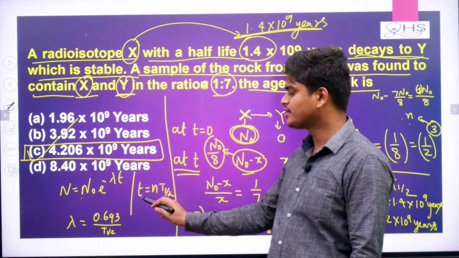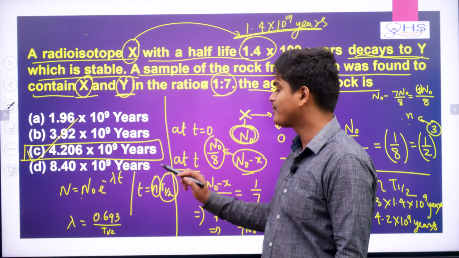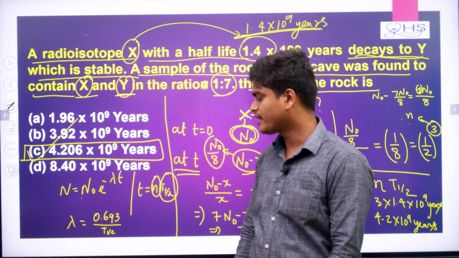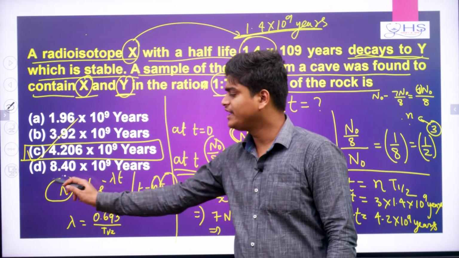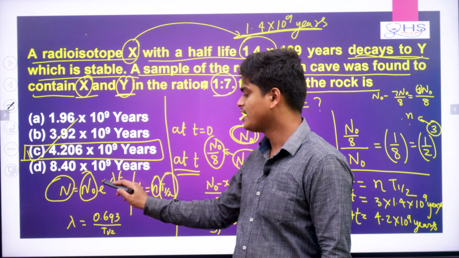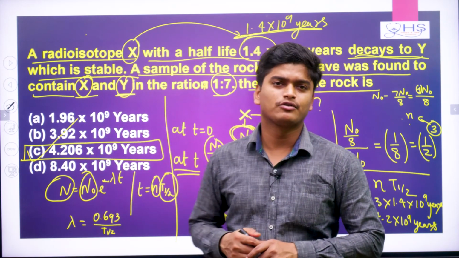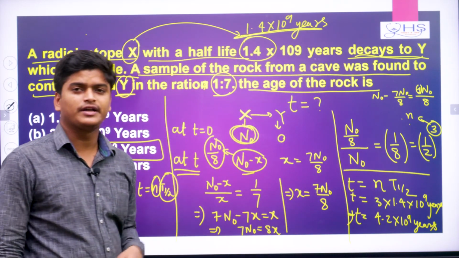So when calculating some time, you need to understand the number of half lives, and the half life will also be given in the question. Here N is the undecayed particles, N naught is the initial particles, lambda is the decay constant, and t is basically time. So this is the idea about your nuclear physics radioactivity questions.